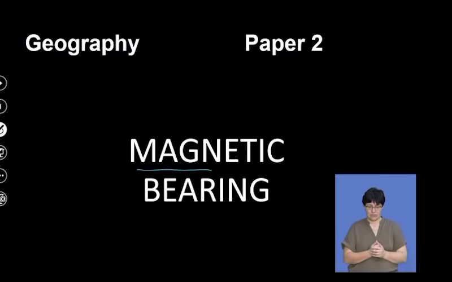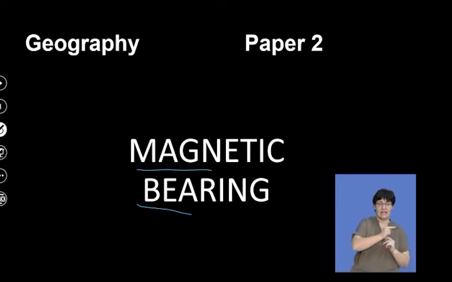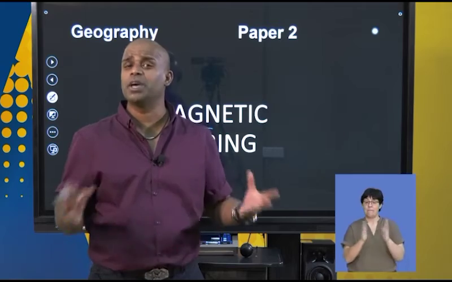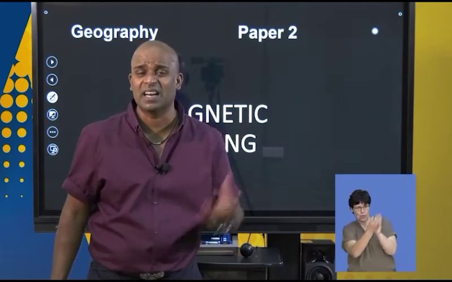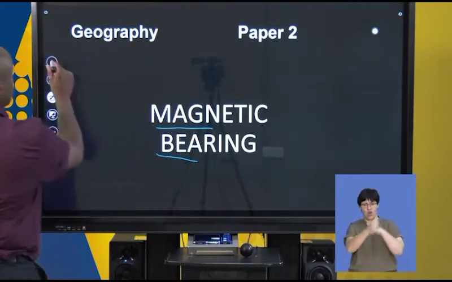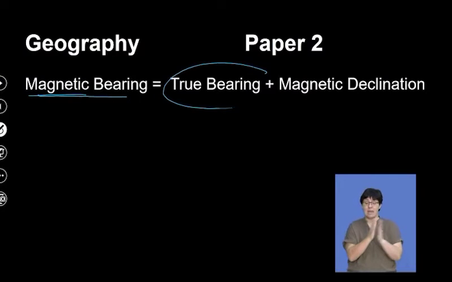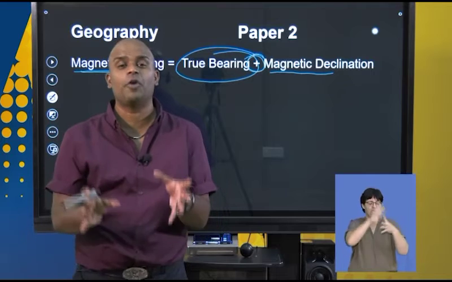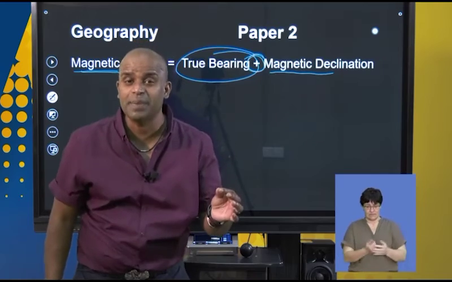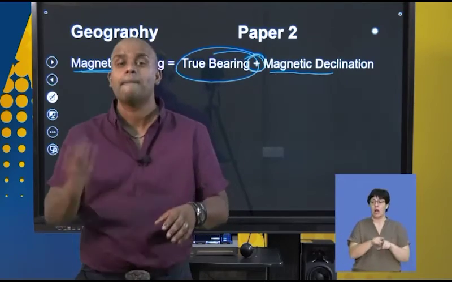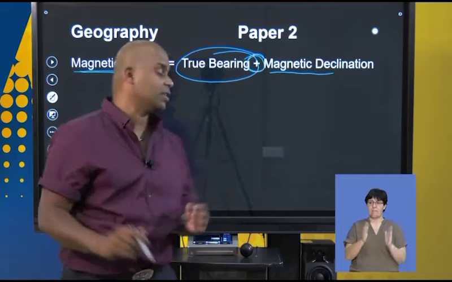And remember, magnetic bearing, any bearing is the angular distance. And when it comes to magnetic bearing, we're talking about the Earth and how it is declining year on year. Let's get a better understanding of that. Always remember your formula. Magnetic bearing is equal to true bearing plus magnetic declination. Note the plus sign never changes. Why? It's a formula that is given to you. Magnetic bearing is equal to true bearing plus magnetic declination.